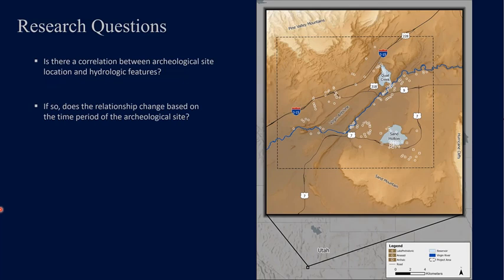For the study, there were two research questions asked. Is there a correlation between archaeological site locations and hydrologic features? And if there is a correlation, does the relationship change based on the time period of the archaeological site in the Sand Hollow area?